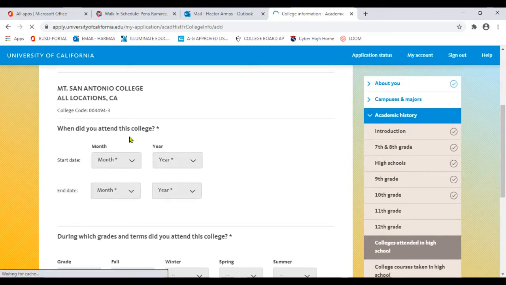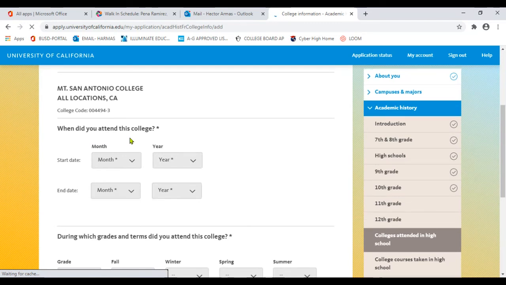Okay, and then it says, when did you attend this college? Well, I attended in the 11th grade. So I'm going to put down that the 11th grade was the month I went in the second semester, and the class started in January. So I'm going to put January of 2020.